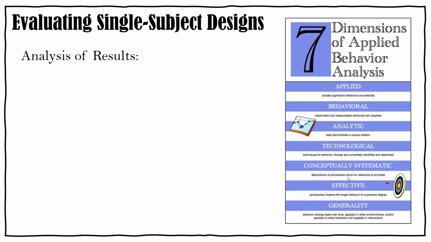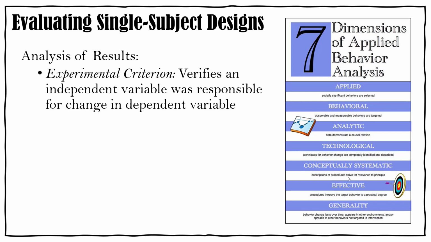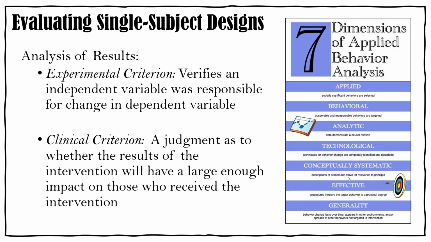All right, whenever you analyze your results and you compare data from intervention to the baseline phases, we have two types of criterion. We have experimental criterion and clinical criterion. With experimental criterion, this is going to verify that the change in your dependent variable was actually due to your independent variable. So is your change in your target behavior actually due to your intervention or your treatment? And if it is, then that's great. You've demonstrated a functional relation, and that's really awesome with regards to internal validity.